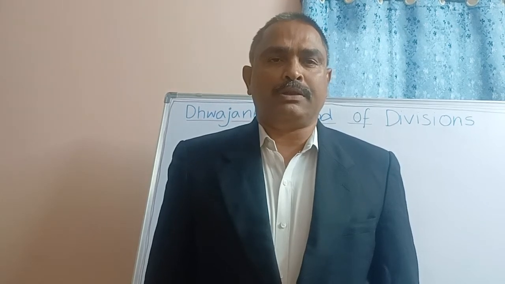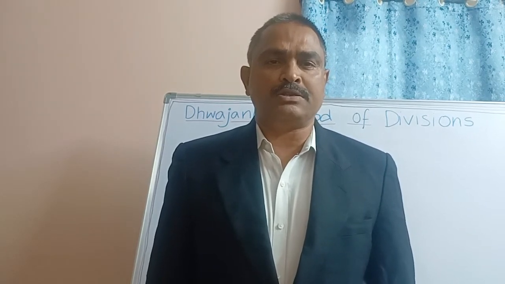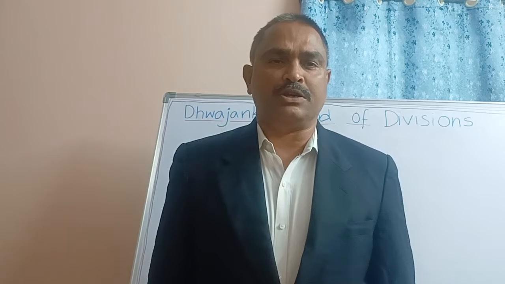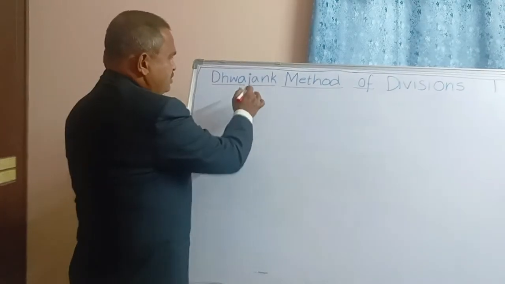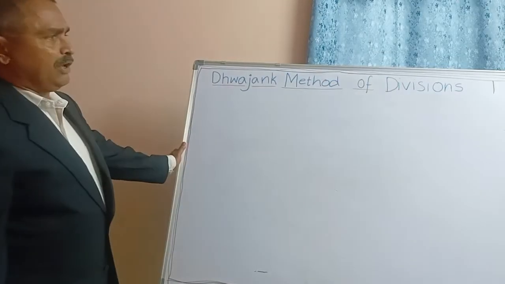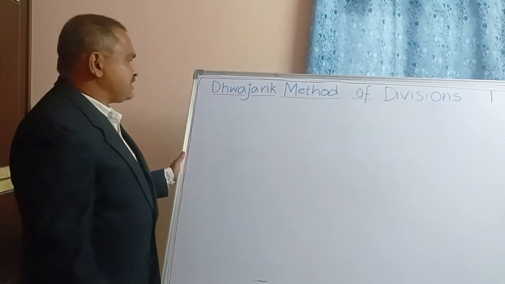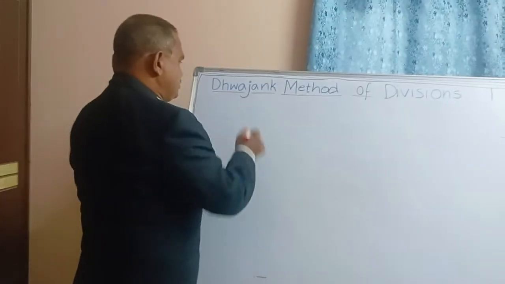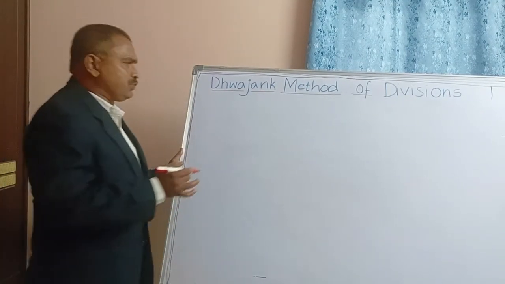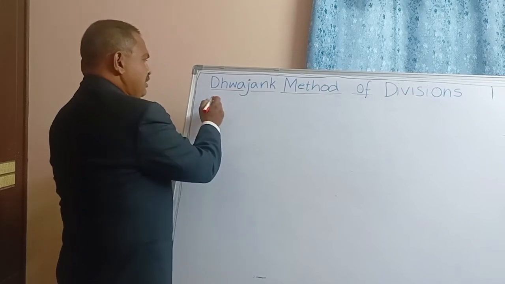Today I am coming with a different technique in divisions, a simple and easy technique in divisions. This method is called the Dvajank method of divisions. This is also called the flag number method of divisions. In this method, we just have to multiply, a simple technique.